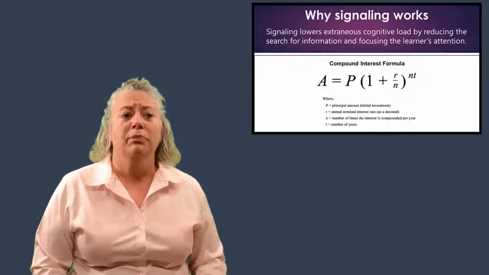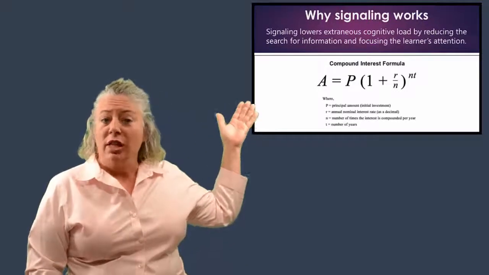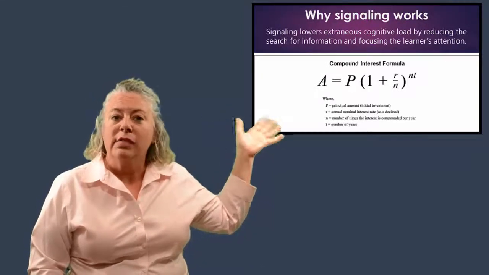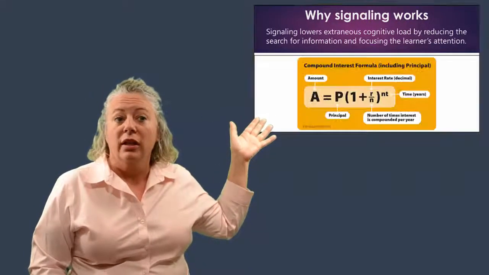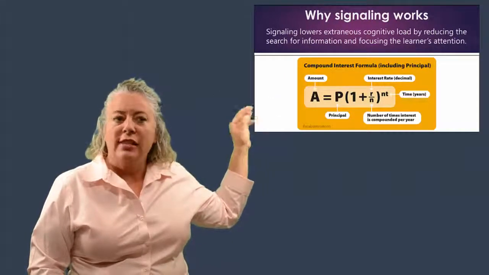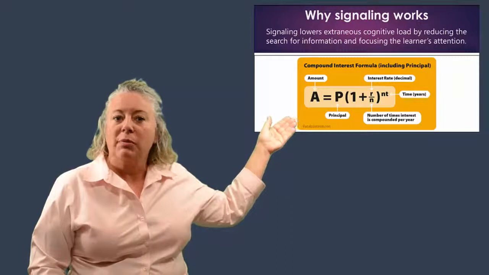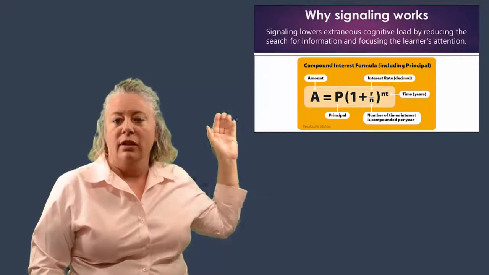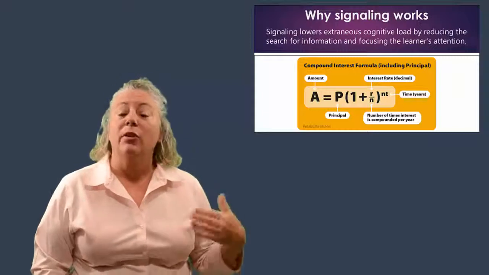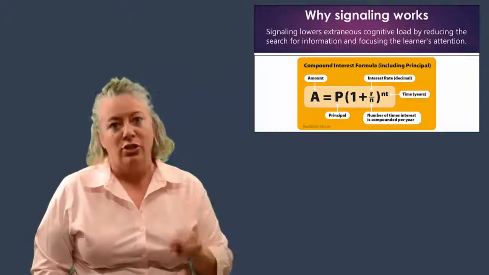Here's another example. Here is an equation. It's pretty decent. The variables are explained right next to it. However, let's make it better with signaling. Here we go. We've highlighted it. It draws the learner's eyes, and each of the variables are explained right next to it. So it makes it much clearer and easier for the learner to understand. They don't have to try to figure things out. Their attention is focused.